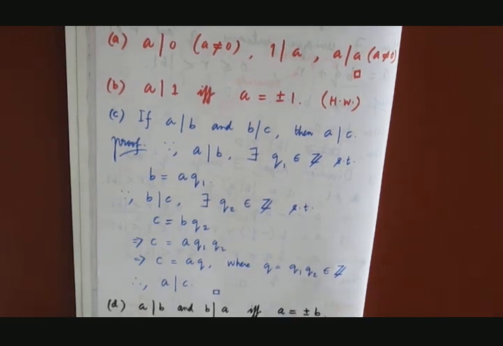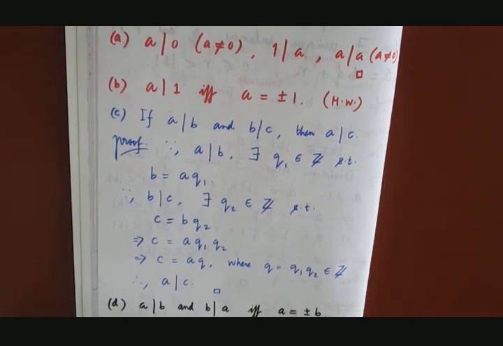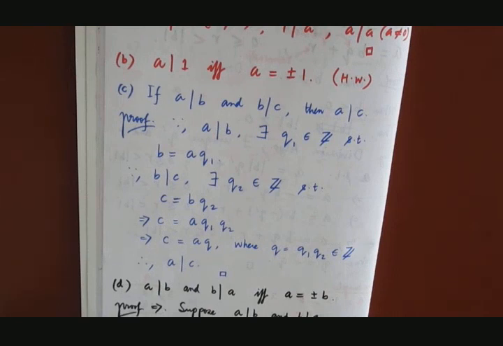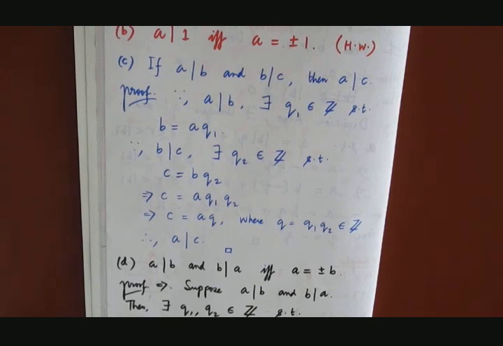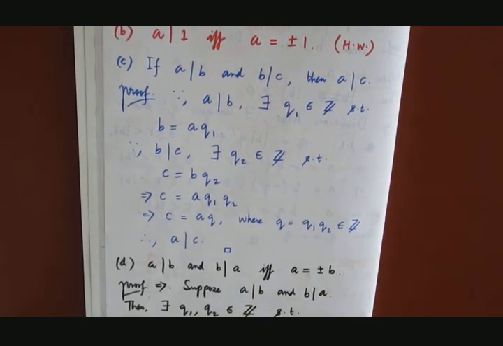Now what should be the first thing? Just apply the definition of divisible. So B can be written as A times some integer and A can be written as B times some integer. So there exist Q1, Q2 in Z such that B can be written as AQ1 and A can be written as BQ2. Any confusion till here? Just following the definition.